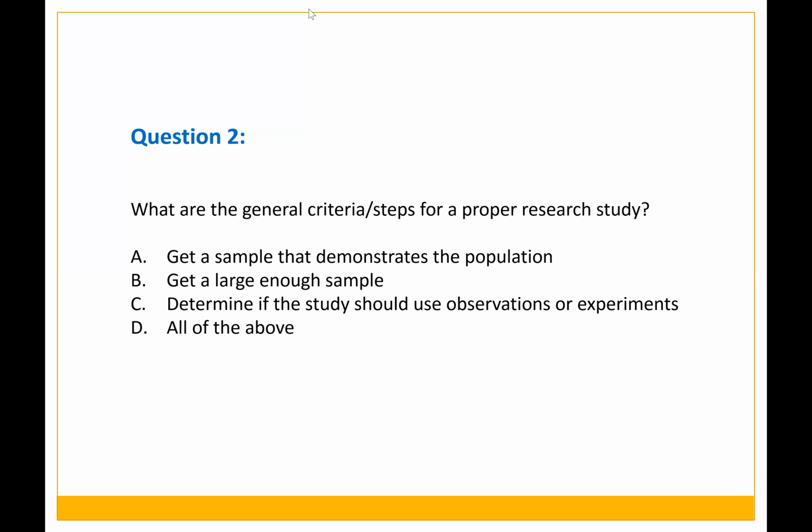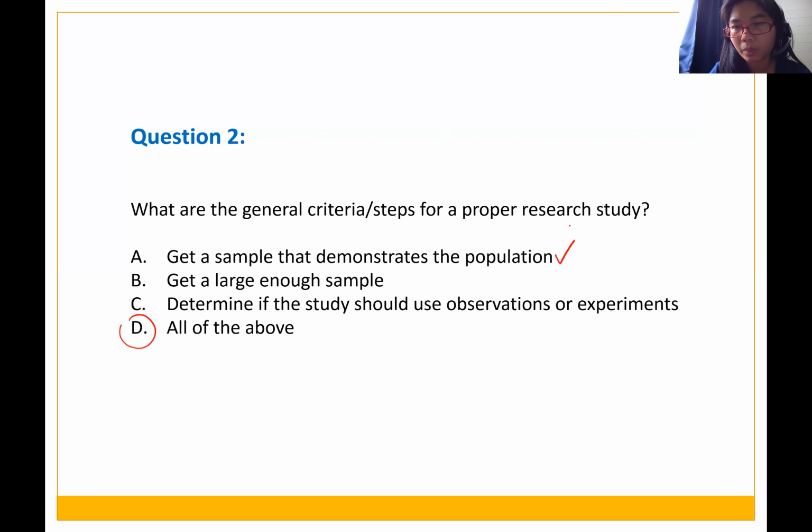So I think this one is kind of an easy question, so we can go through it quickly. What are the general steps, or just how do you do a proper research study? So the answer to this one is all of the above. Now if you think about it, the first one, get a sample that demonstrates the population. Of course, that's the ultimate goal that we're trying to reach when we do any data collection. So that is a yes.